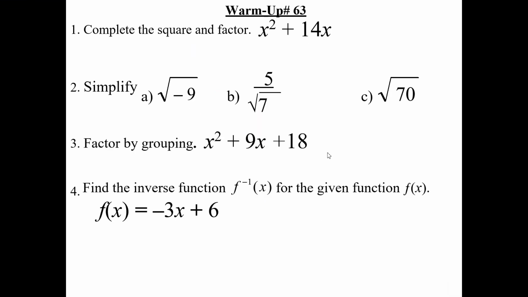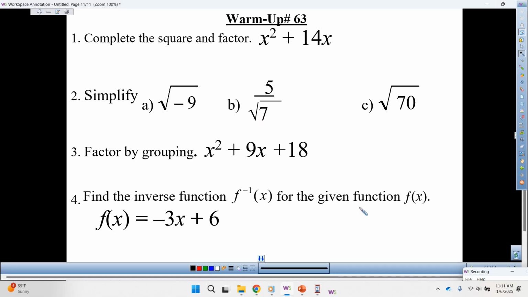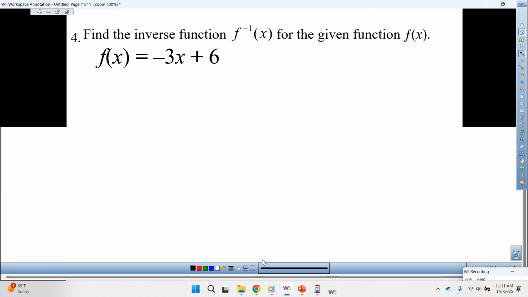All right, number 4. It says, find the inverse of that one. Once again, in case you forgot, what is the first step? Of course, Mario's got this one. But I'm going to go over this one since it's Monday. We changed f of x to what, everyone? Y equals negative 3x plus 6.